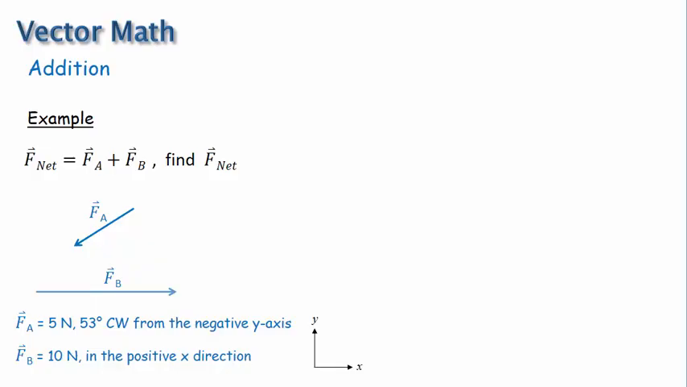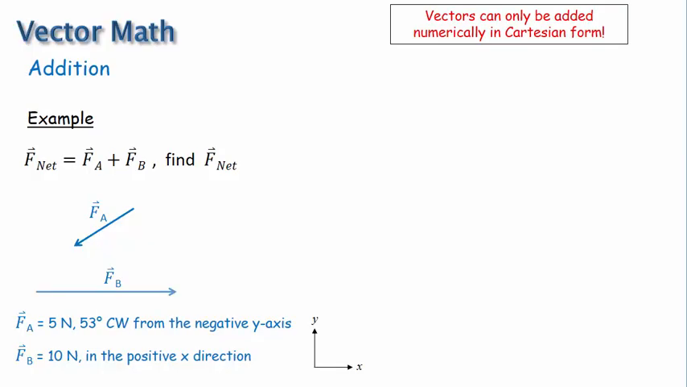Vectors FA and FB are given to us in polar form, but here's a very important rule to know when adding and subtracting vectors. Vectors can only be added numerically in Cartesian form, and as we'll see, that's also true for subtraction. So we must convert these vectors to Cartesian form first.